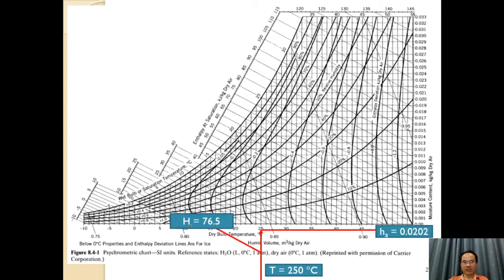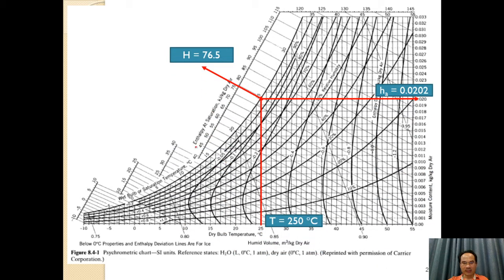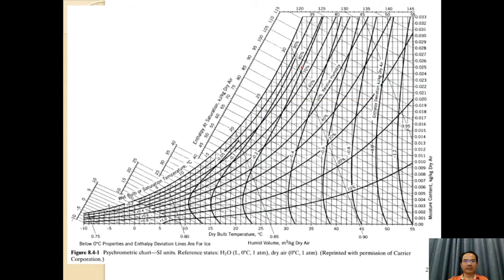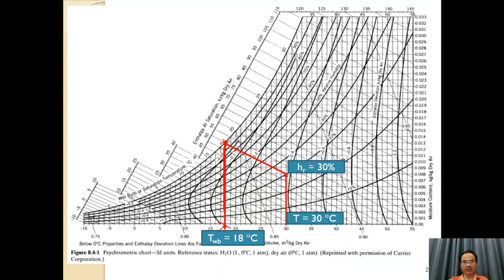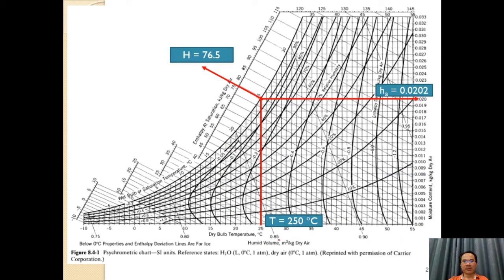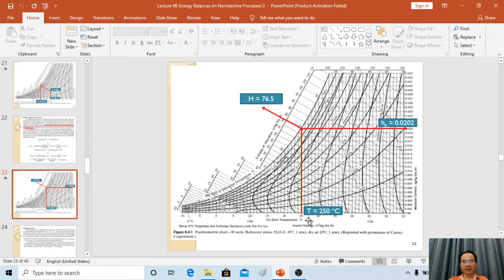Another term is specific enthalpy of saturated air. In this case, you read from this line, the orange line. To determine the enthalpy from the chart, you follow the constant wet bulb temperature line, and you follow the same as previously. For example, if you know the dry bulb temperature is 25 degrees Celsius, for this case it's not 250, it should be 25, right?